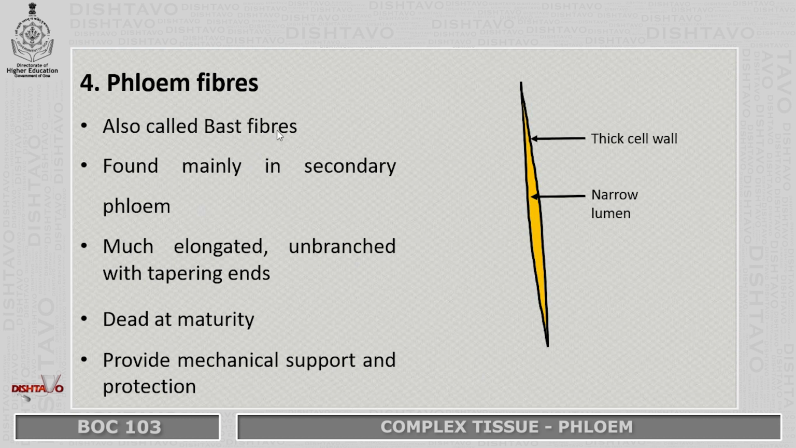The last component of phloem is phloem fibers, which are also referred to as bast fibers. They are mainly found in abundance in secondary phloem. The cells are elongated, unbranched with tapering ends, and they are dead. They offer mechanical support and protection to the phloem tissue.